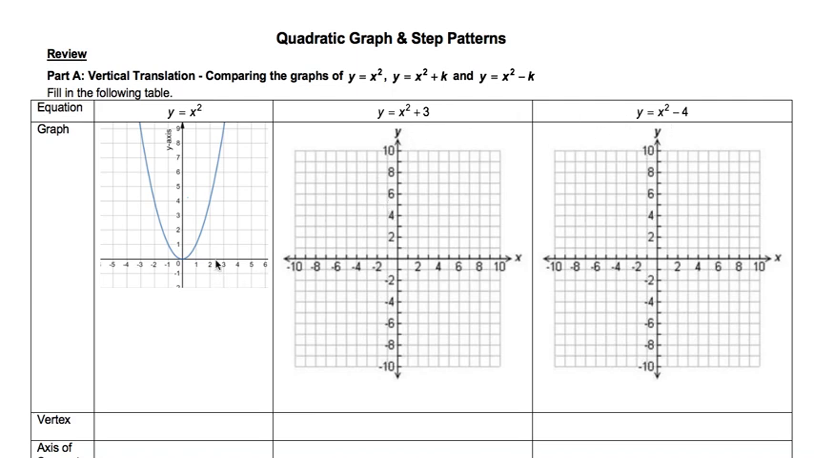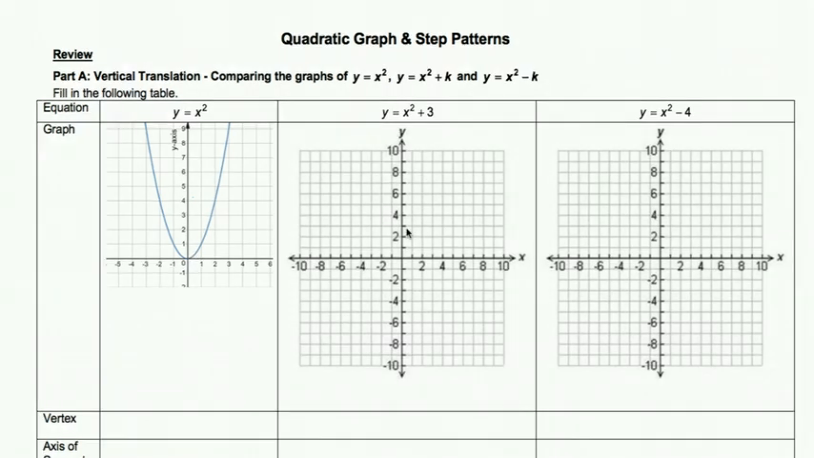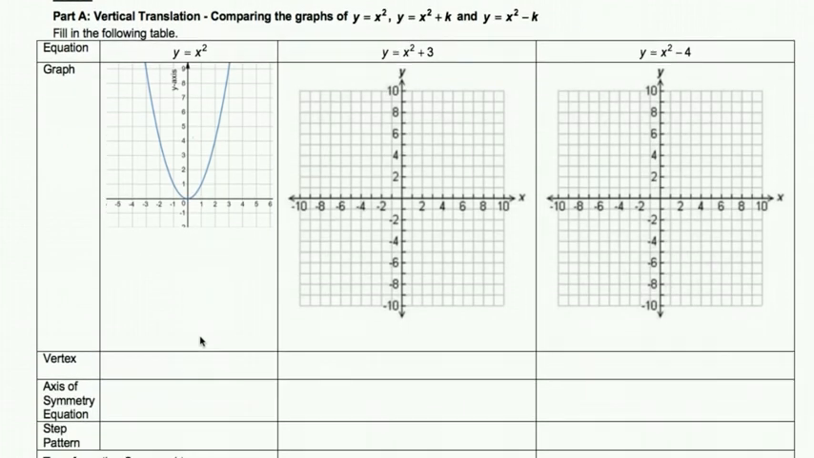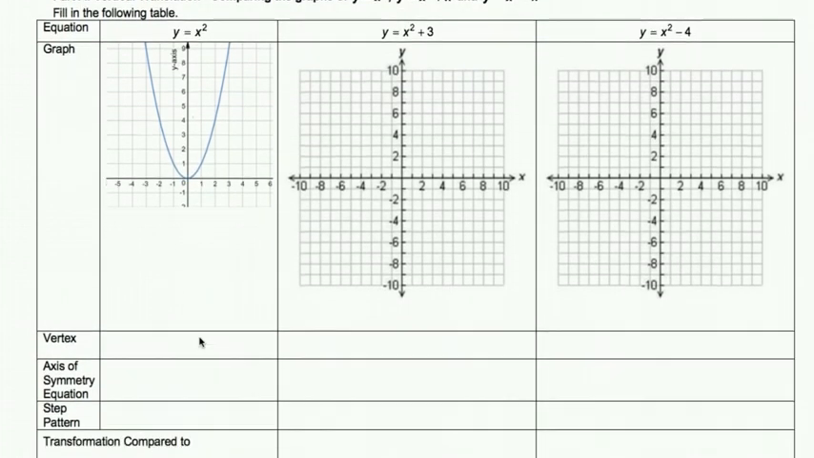Okay, so we'll start off with the parent function here, y equals x squared. I already have a nice graph in here so that I can show you the step pattern a little better. So we'll start analyzing the parent function, looking over things like the vertex, axis of symmetry, etc. So we'll go over here and start adding this in. So we have the vertex is at 0, 0, and the equation for the axis of symmetry is that x equals 0.